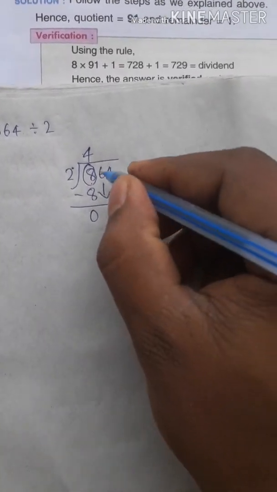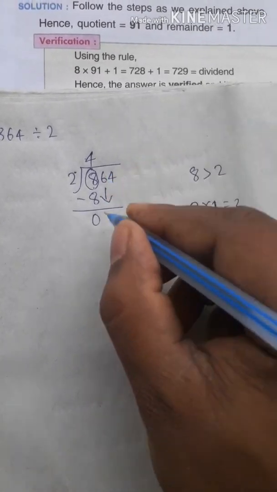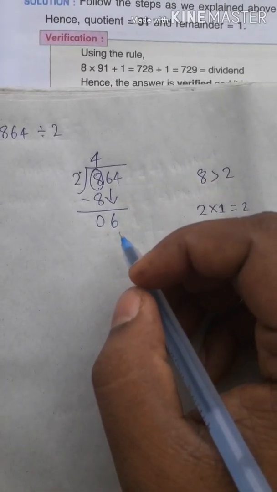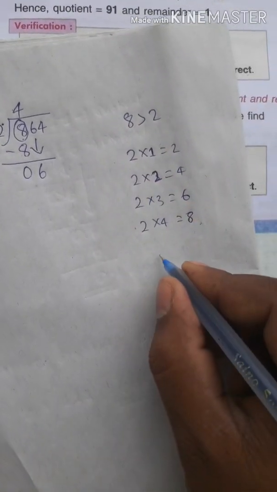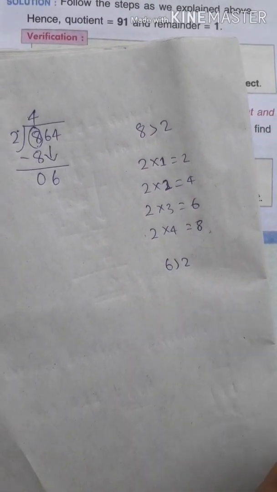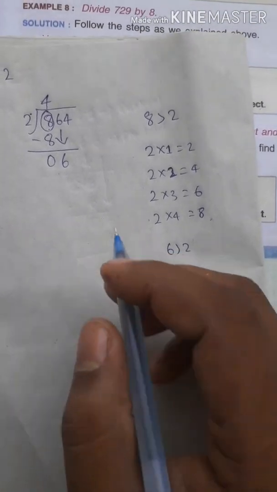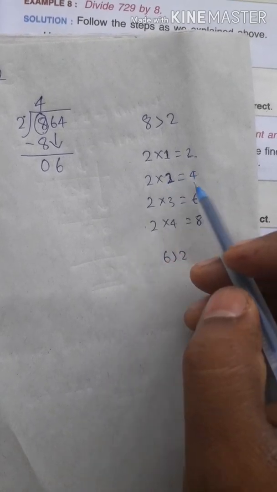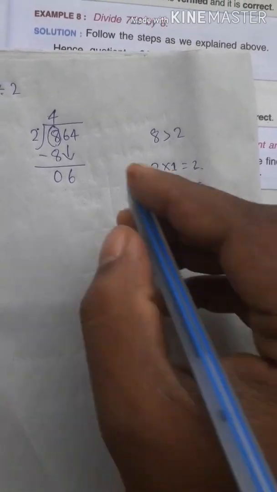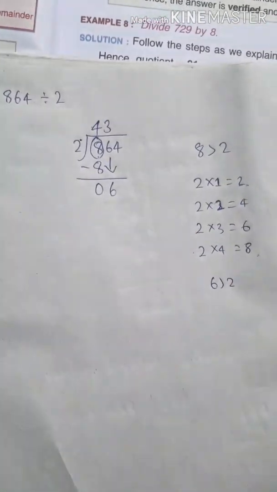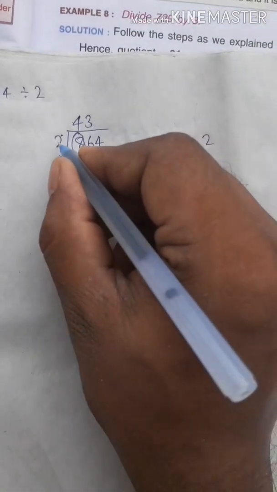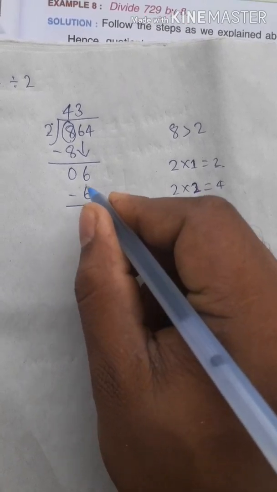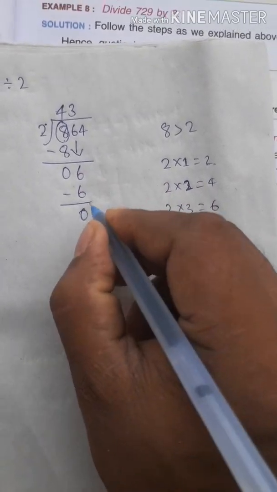Then bring down next number 6 here down. So then compare these two numbers. You know that 6 is greater than 2. Then we need 2's table. 2 into 1, 2. 2 into 2, 4. 2 into 3 is 6. So write 3 here, and then 2 into 3, that is 6. Then subtraction 6 minus 6, 0.